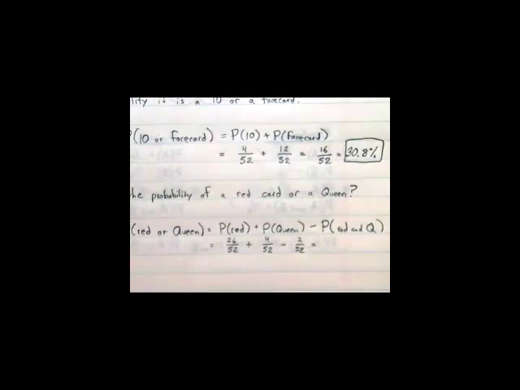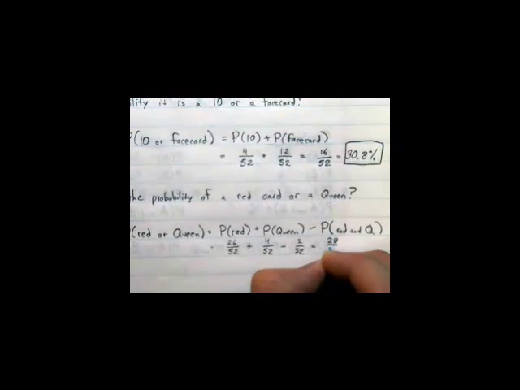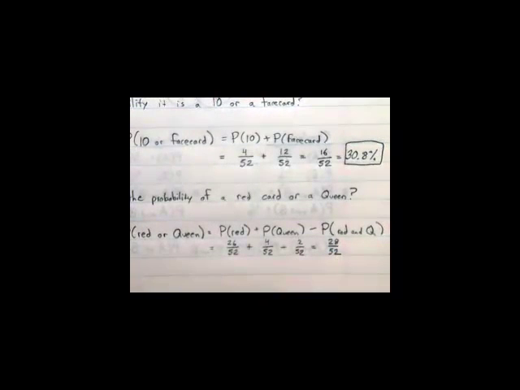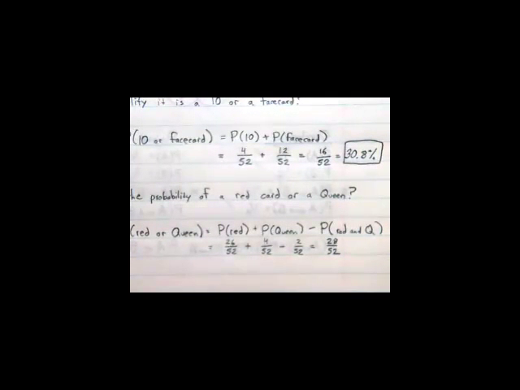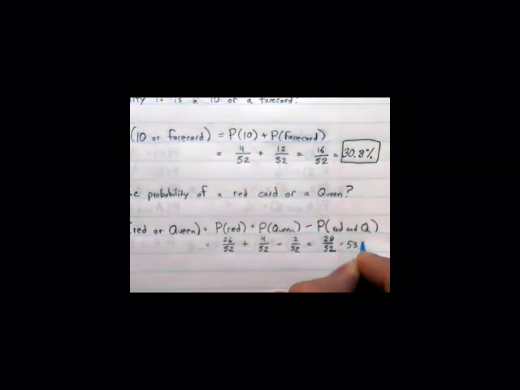So 26 plus 4 minus 2. 28. So 28 out of 52 would be our probability of getting a red or a queen, and that is, yeah, it should be slightly more than half. Yep. So 53.8%.